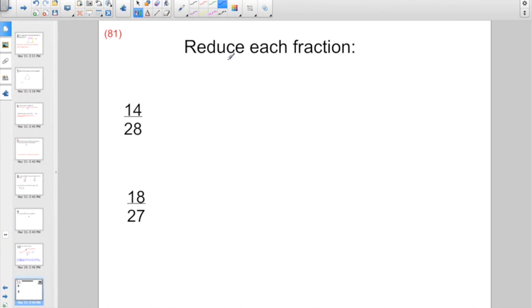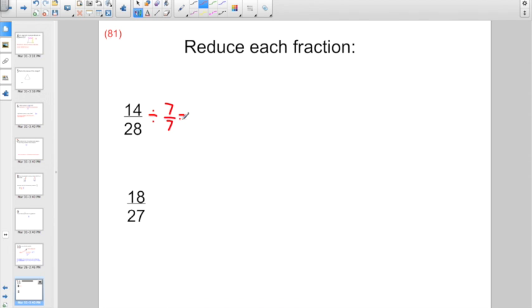Here we have to go and reduce each fraction. Remember, we want to strive for finding the greatest common factor, but if you make a mistake, just make sure that it's in the lowest terms, and if it's not, divide the fraction again. So let's start off here, 14/28. I'm going to start off with the common mistake kids will make, and they'll think they're going to divide by 7. And 7 is a common factor.